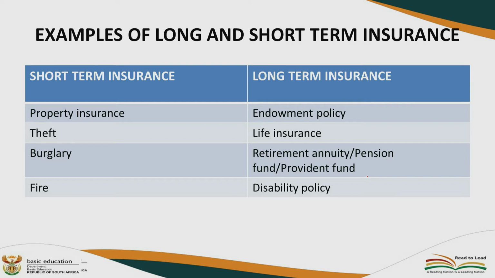Then we've got life insurance, where it's going to pay out when a person dies. Then we've got retirement annuity, pension fund, disability policies. All these are classified as long-term insurance because payment is going to be done after a long-term period, and it is guaranteed.